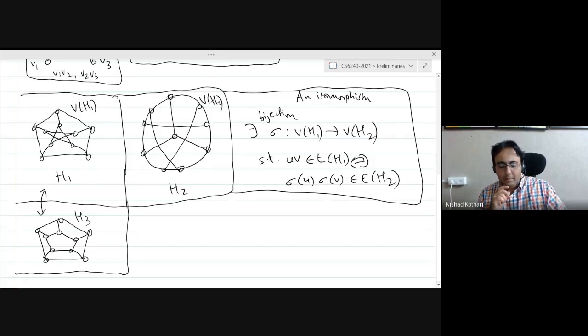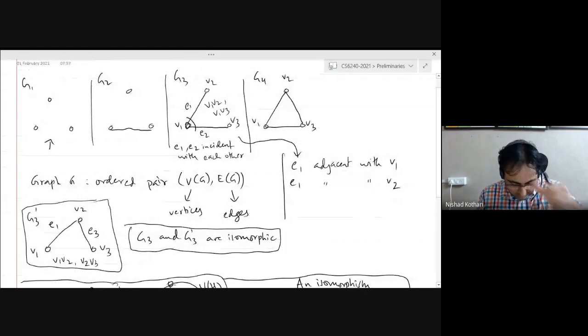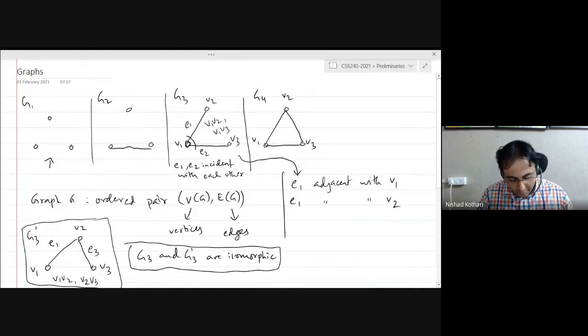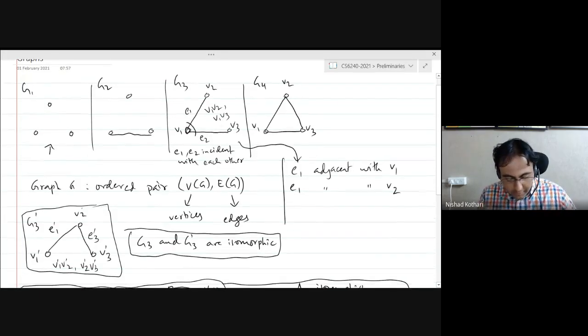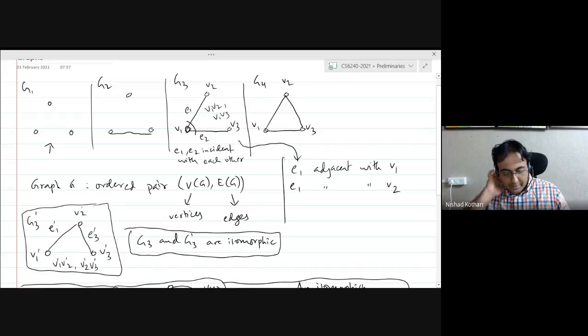Does that make sense, Biplab? Yes, sir. Okay, good. All right. Of course, I used the same labels V1, V2, V3, but to make it clearer, you can call them V1 prime, V2 prime, V3 prime, and then find your mapping. So in the example we were looking at, G3 and G3 prime, you can clearly find a bijection between the sets of vertices that will preserve adjacencies exactly.